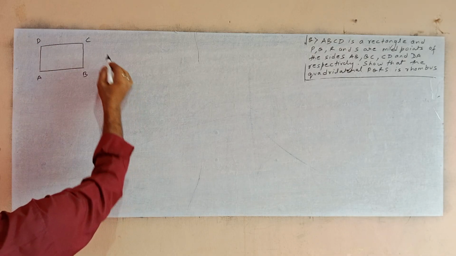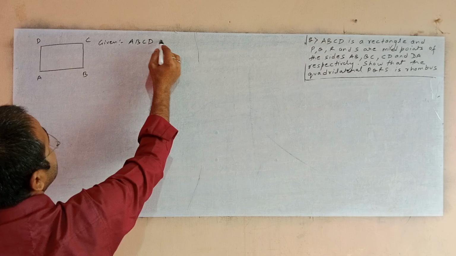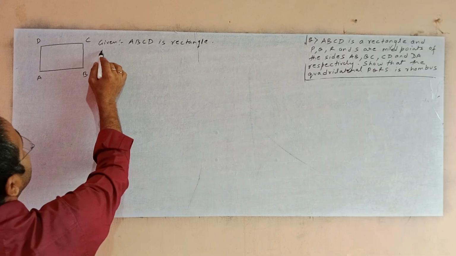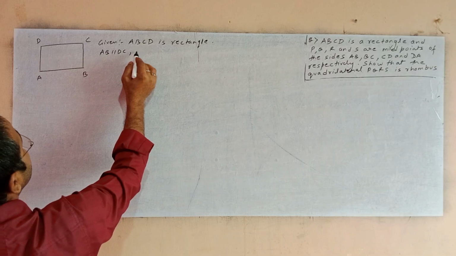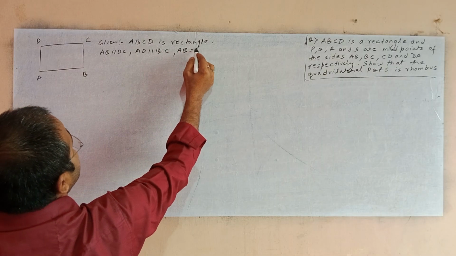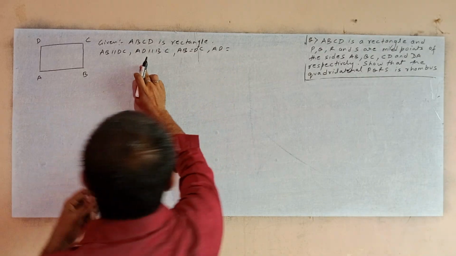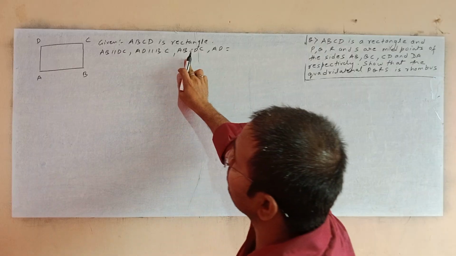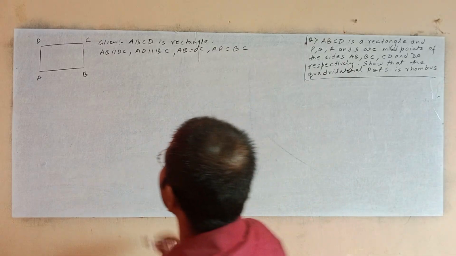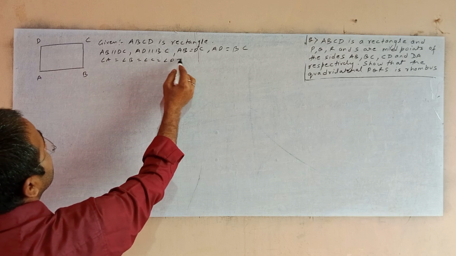ABCD is a rectangle, and in given write down ABCD is a rectangle. Rectangle means AB parallel to DC, AD parallel to BC, AB equal to DC, and AD equal to BC. And all angles, angle A is equal to angle B is equal to angle C is equal to angle D is equal to 90 degrees.